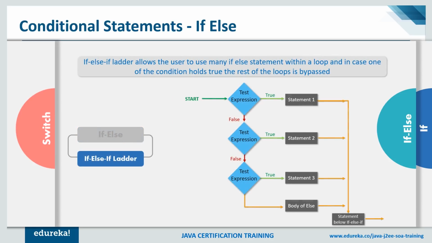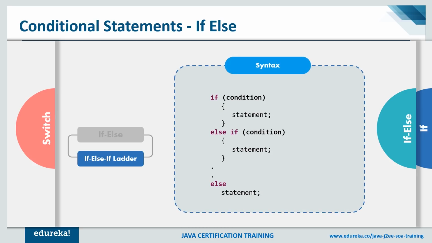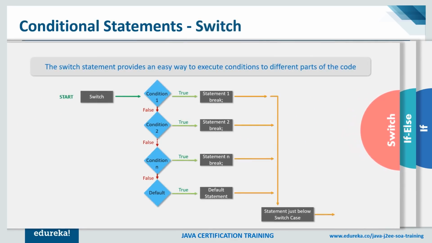Now the ladder of if else is where we have multiple conditions to be tested. So we need to test more than one condition. So this is like if, else if, else if, else if, and lastly you will have the else part. But if you want, you can replace the ladder of if else with the switch case. Now switch case is a replacement for the ladder if else.